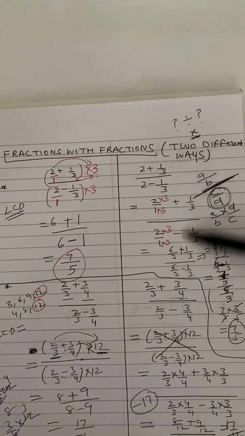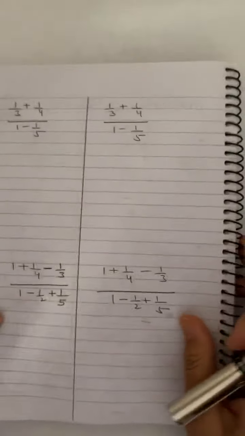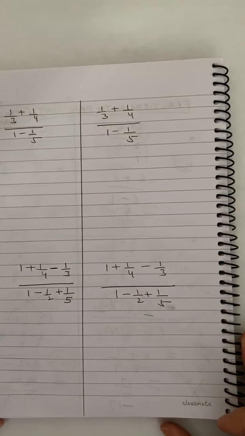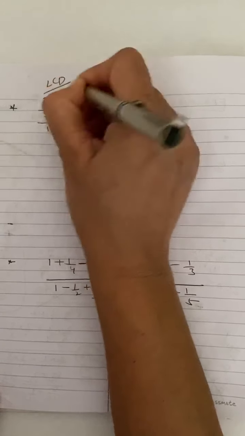I did show you 2 different ways for these 2 problems, but for the next 2 problems I'm just going to use the least common divisor method. If you want, you can try it yourself. So here, 1 over 3 plus 1 over 4, using the least common divisor.